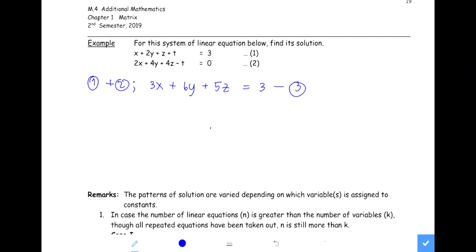Okay. So now we have this one, right? 3x. Oh, I feel very itchy. Sorry, very itchy now.